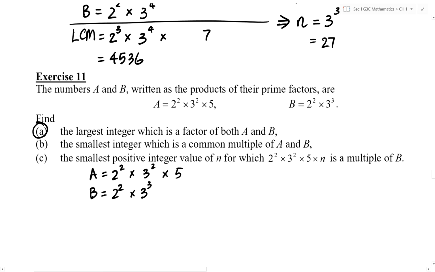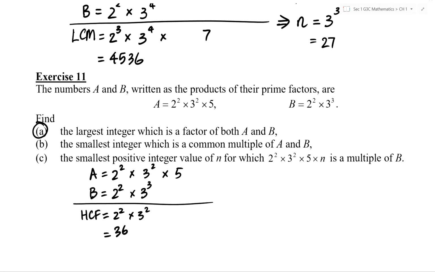Largest integer which is a factor means HCF. And then you copy down whatever is common: 2 squared times 3 squared. Our answer is 4 times 9, 36. Do you have this as your presentation? If you have, then very good.